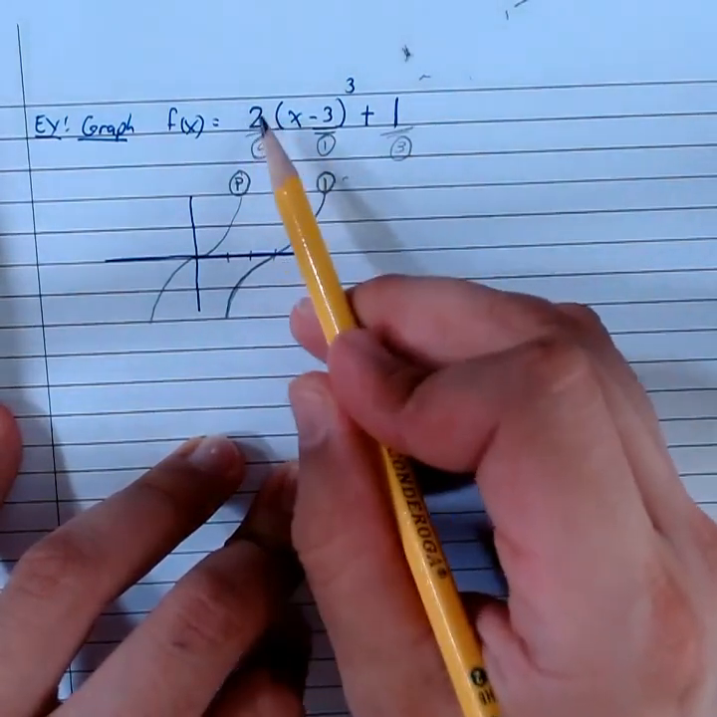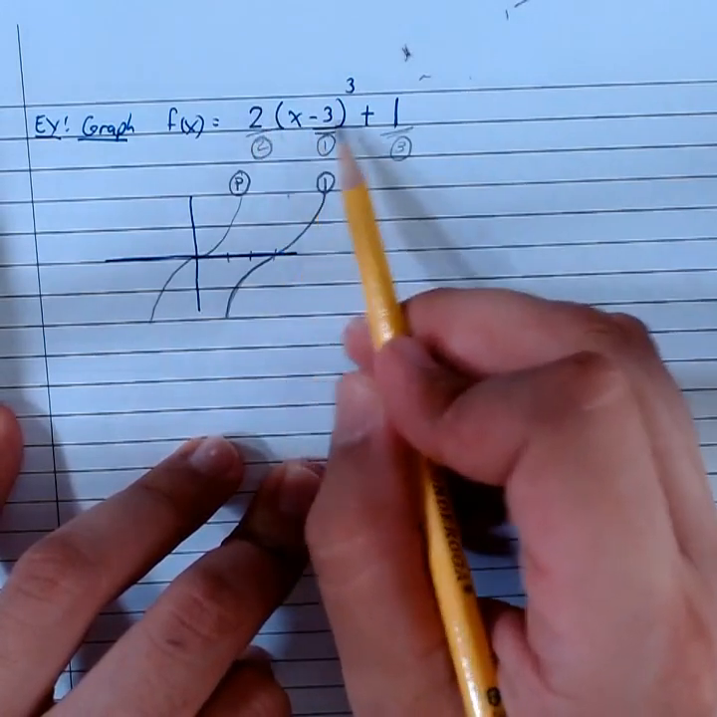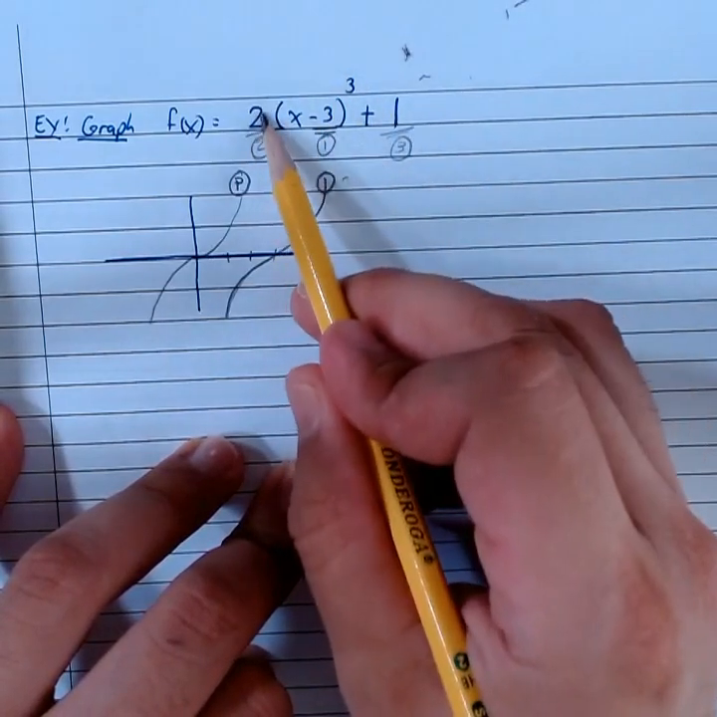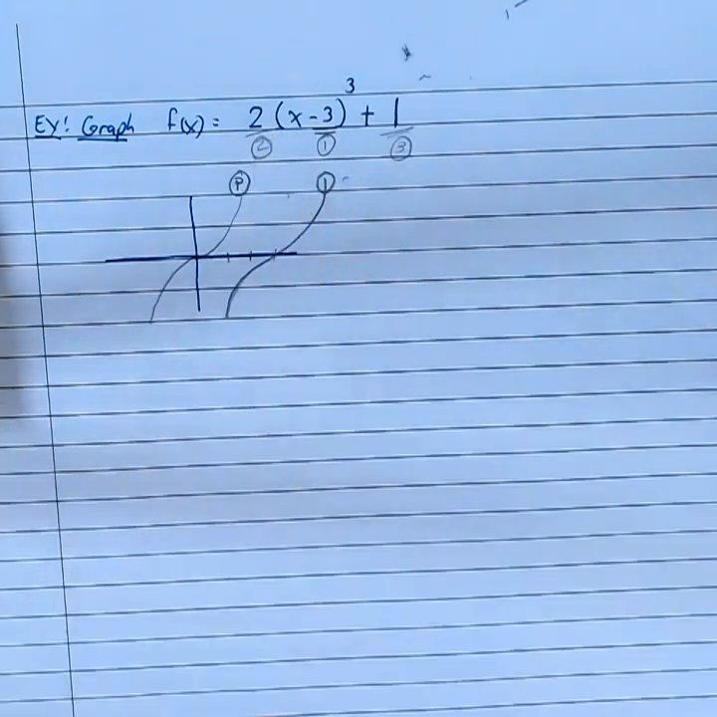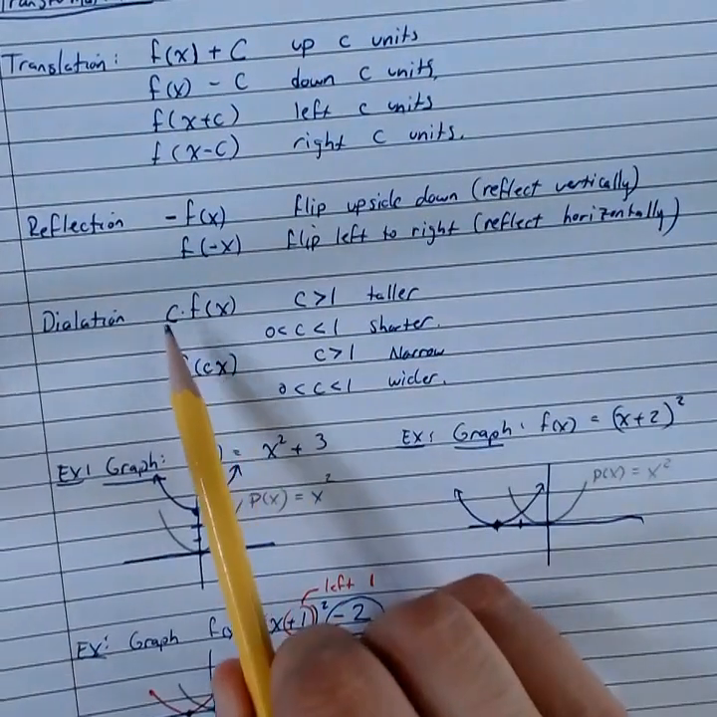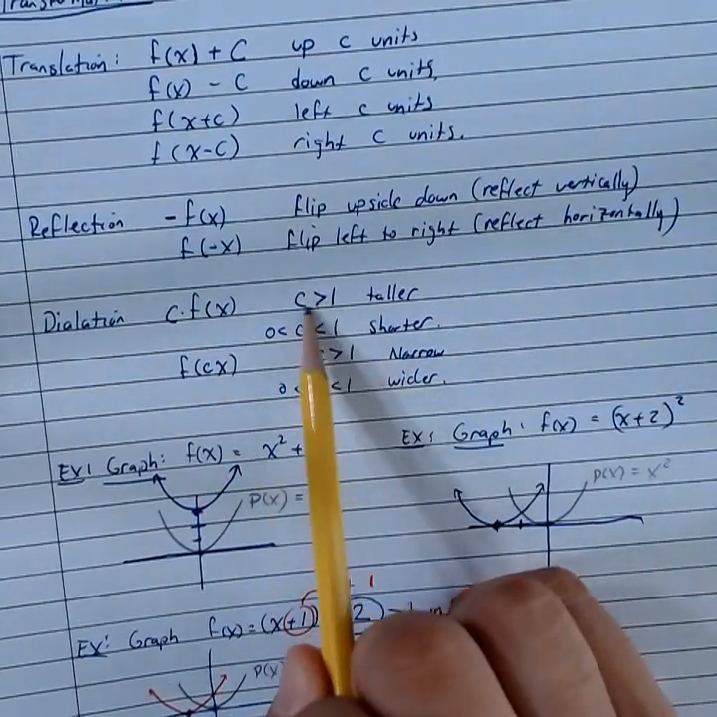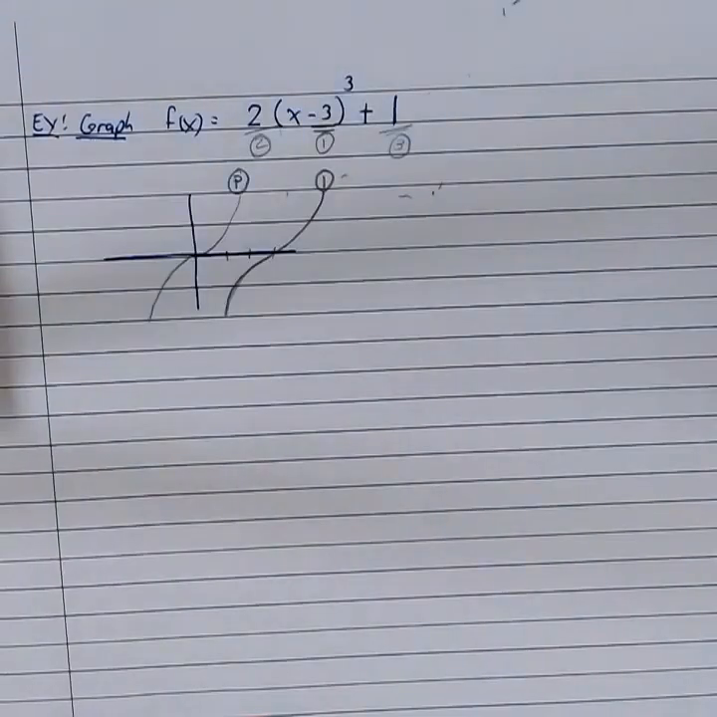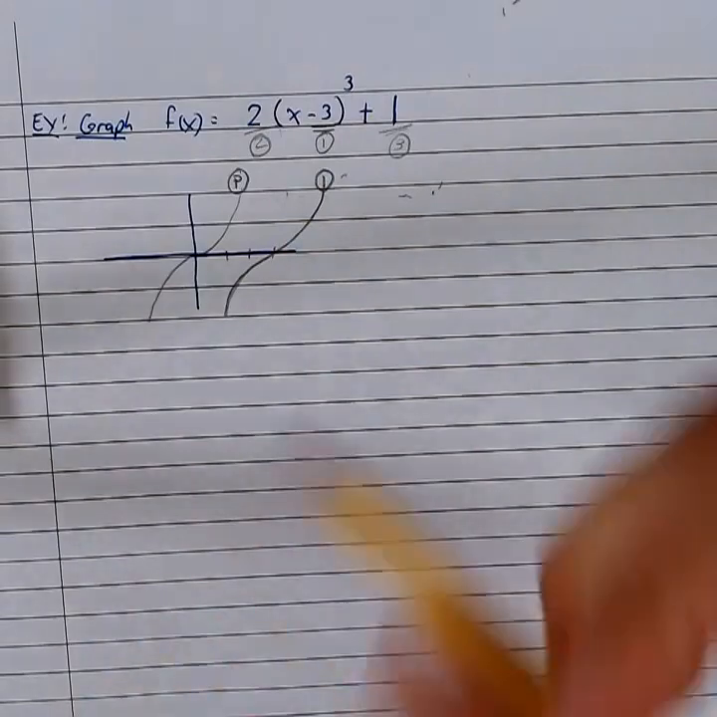Now, the number 2. I am now multiplying the entire function by the number 2. I'm multiplying on the outside of the function by a number bigger than 1. It's going to make everything taller. And in fact, it's going to make everything twice as tall. Yeah? So now, I'm going to take this graph.